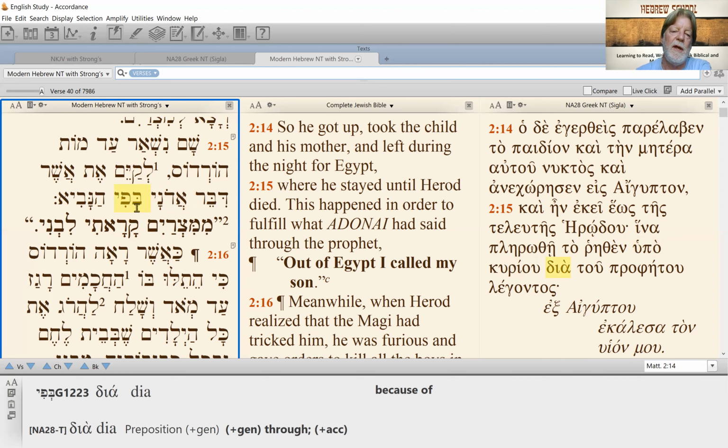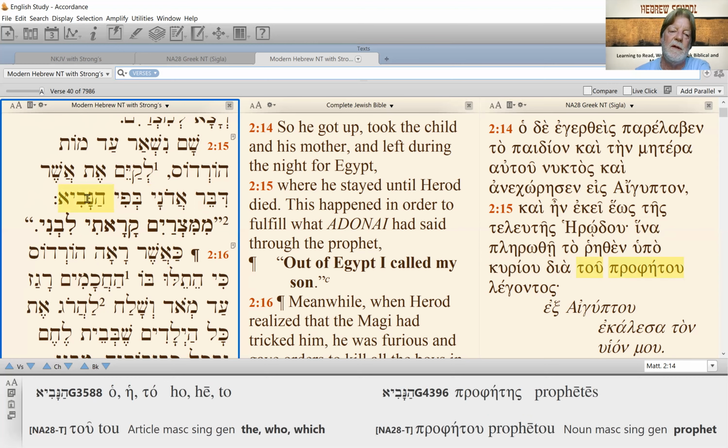Ba-fi. So here we have the bet prefix, which means in. Fi is the Hebrew word for mouth. Your fi is your mouth. So the Lord had spoken in the mouth of the prophet, of one of the prophets.